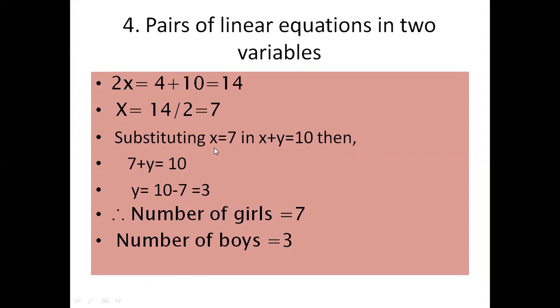We have to substitute this x value in any of the equations. So I have substituted it in the first equation. Substituting x is equal to 7 in x plus y is equal to 10, then 7 plus y is equal to 10. Then y is equal to, transposing 7 to the right hand side, 10 minus 7, that is 3. So the number of girls is 7, and the number of boys is 3.